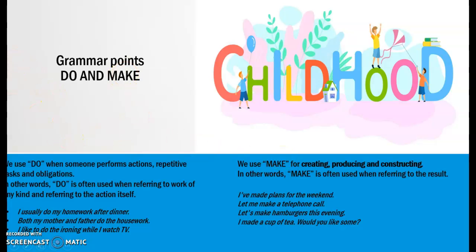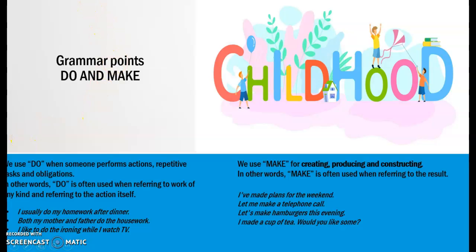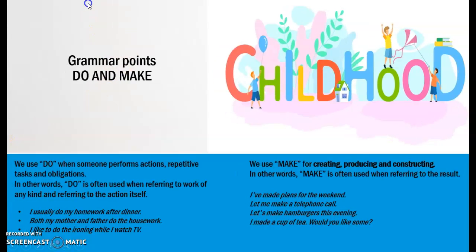Other grammar points that are really important are do and make. They are really necessary in order to understand how to talk about childhood and how to construct sentences. Do is when someone performs actions, repetitive tasks, and obligations. In other words, do is often used when referring to work or any kind of action itself. So it's basically when we talk about actions, work, or repeated activities.